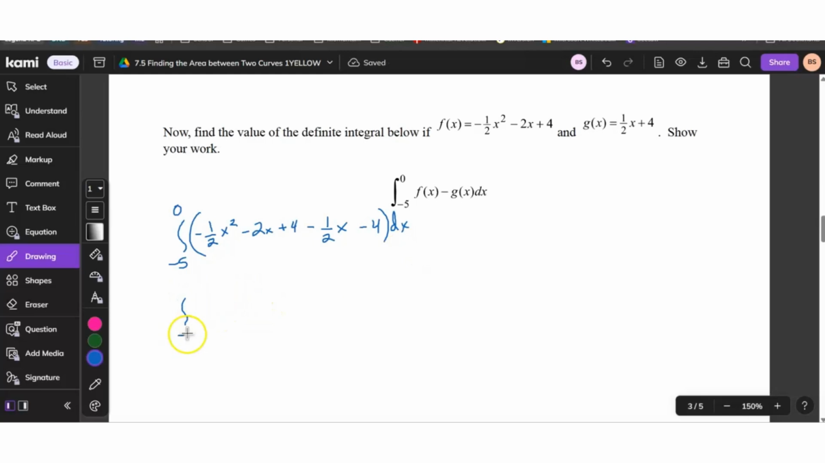Yes, so I should. There's no other x squared, so -1/2 x squared, but I can combine these, -2x and -1/2 x, negative 5 halves x, right? -2 and 1/2. Yes, in other words, you're adding them. And then we've got 4 and -4, which just goes away. Those are gone. And so then I'm going to do dx of that. We good so far?